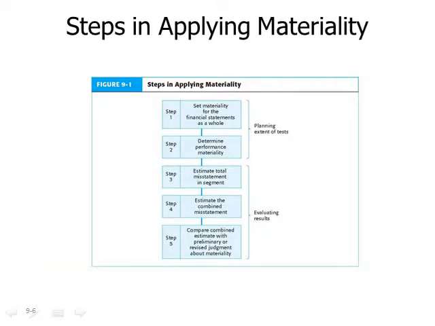And so here we see the steps in applying materiality. We have steps 1 and 2, which are really done during planning, and then steps 3, 4, and 5, which are done during the evaluation of our testing results.